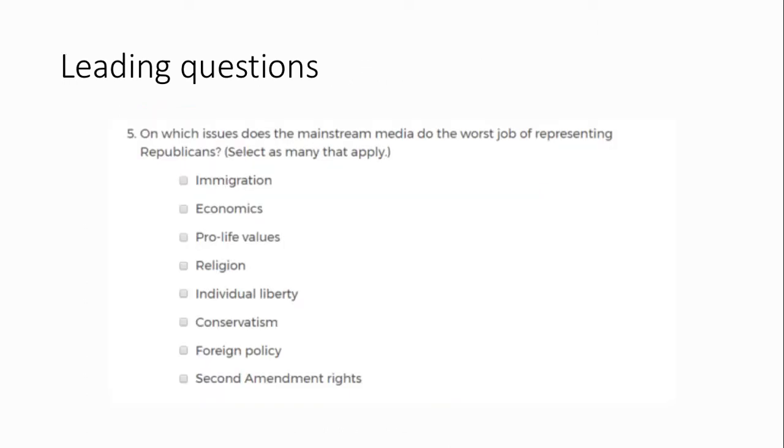Another thing with polls or surveys is that how you write the question is very important. There's very much a science to writing survey questions. Read this one: On which issue does the mainstream media do the worst job of representing Republicans? If I were to venture a guess, this was probably done by some right-wing leaning group, just by reading that.